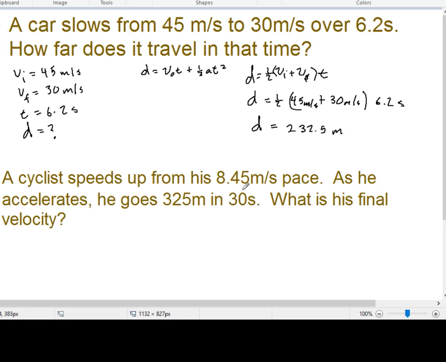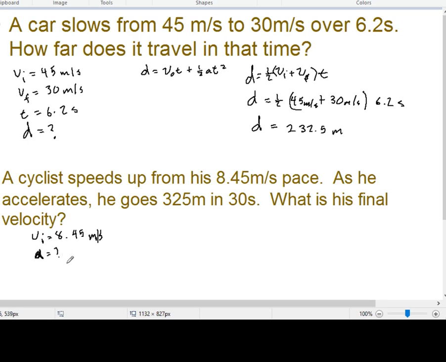Okay, now the second one down here is a cyclist speeds up from 8.45 meters per second pace. So that's my VI in this case. So I'll say VI equals 8.45 meters per second. And as he accelerates, okay, so he's accelerating, oops, that should be an A. I don't know what that is.